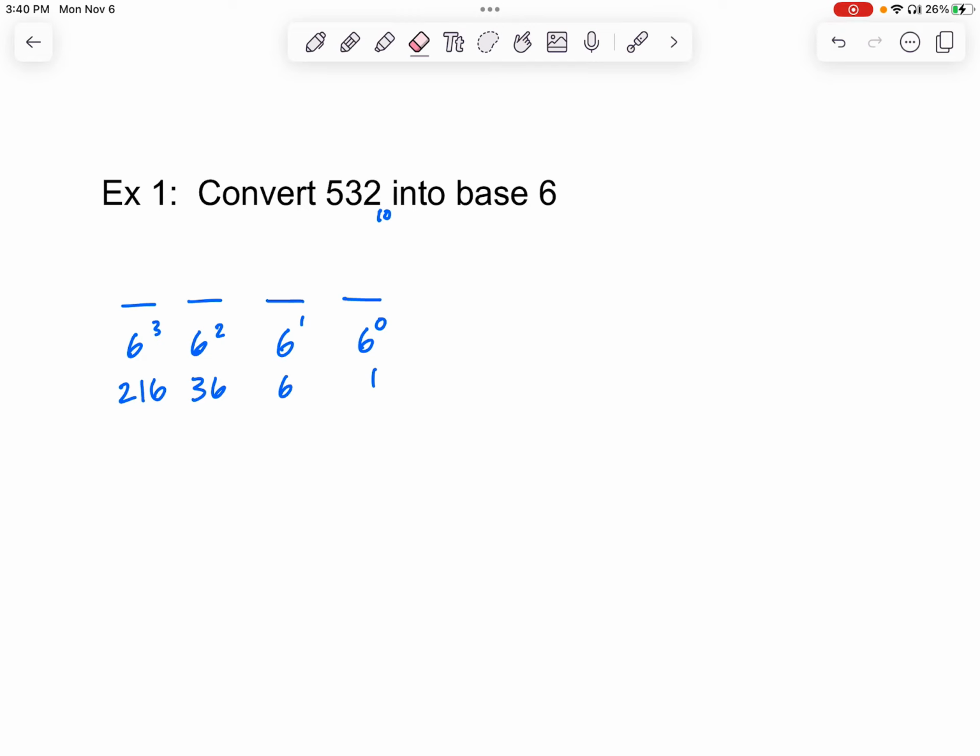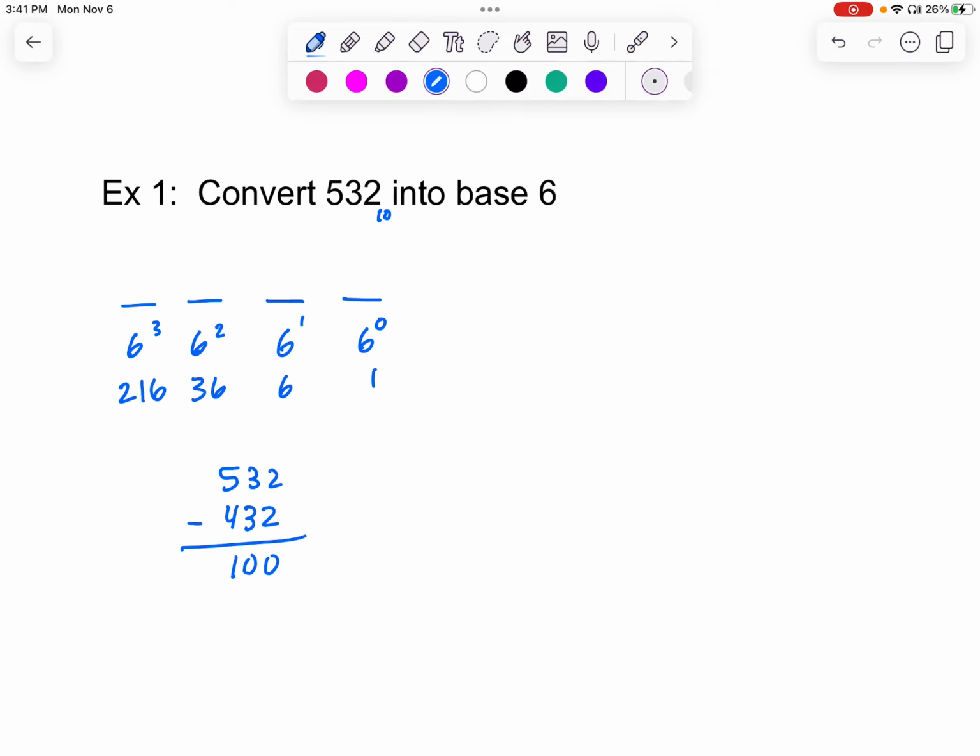Now what I have to ask myself is how many 216s can go into 532? And 216 can go into 532 two times. So I'm essentially going to take 532 and subtract off 216 twice. You can also think of it like 532 minus 216 times 2, which is 432, which gives me 100. So I have fulfilled 2 of the 6 to the third.